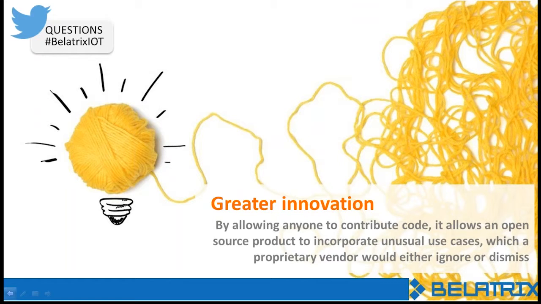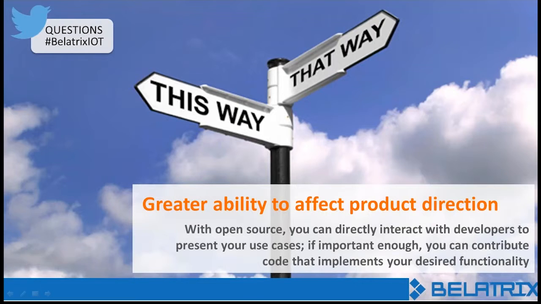Next one is the greater ability to affect product direction. This is a kind of cliché in the software industry: those who spend the gold get to steer the boat, is the metaphor. So if you are a small customer of a significant proprietary software vendor, you better hope your product objectives align with the vendor or the large users. Otherwise, your feature requests will get tossed into a circular file. With open source, you can directly interact with developers to present your use cases, and if important enough, you can contribute code that implements your desired functionality.